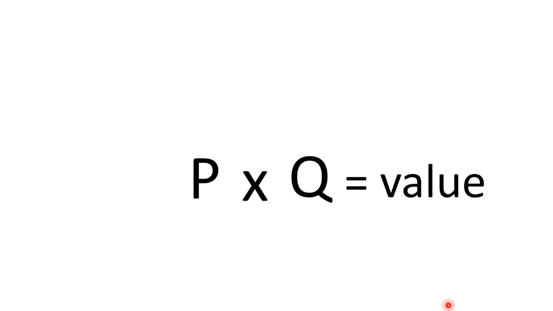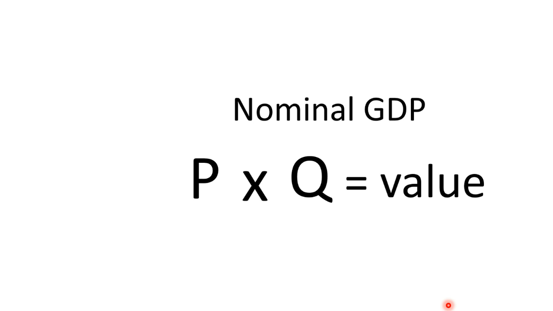Gross domestic product is the value of all output produced. And by the way, we call this nominal GDP. Nominal GDP is a measurement of output value without any consideration for changing prices. And I'm going to explain to you why that is important.